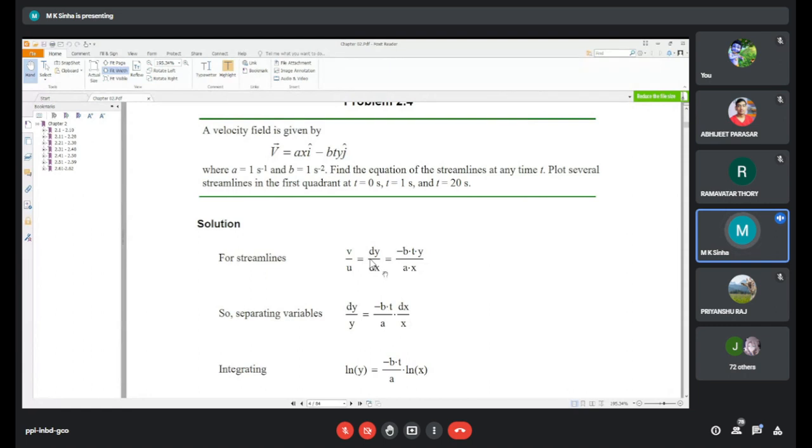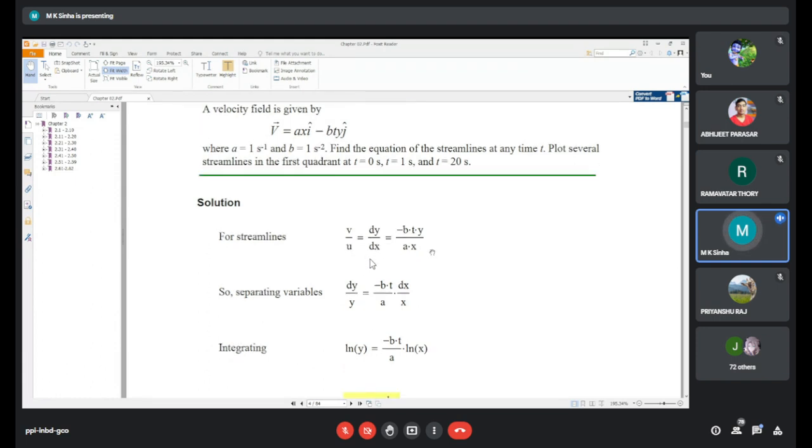Find the equations of the streamline at any time t and plot several streamlines in the first quadrant for t equal to 0, t equal to 1, and t equal to 20 seconds. This is your question. The previous problem was steady state. This is the unsteady state, or transient, so time plays a role. You have to plot for different times.